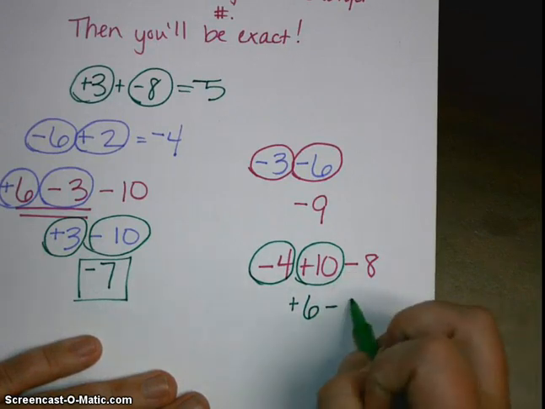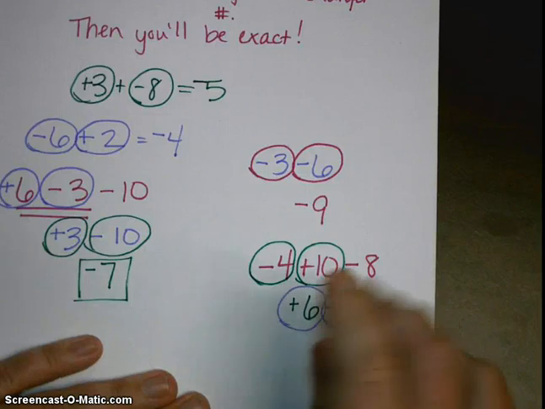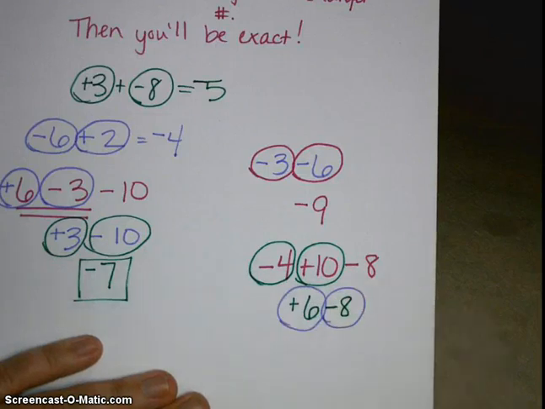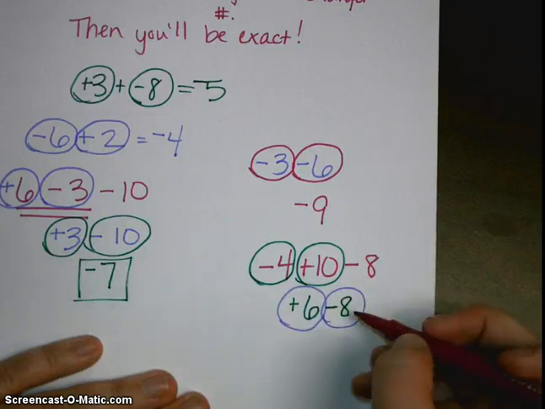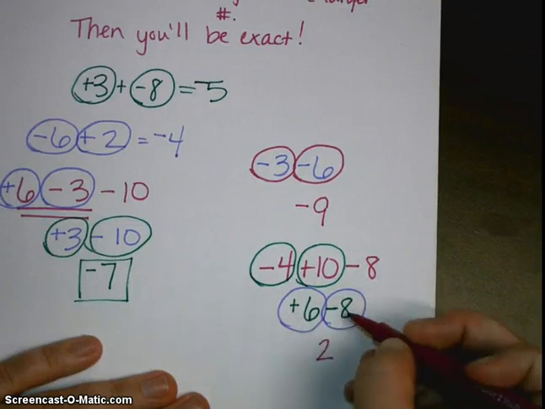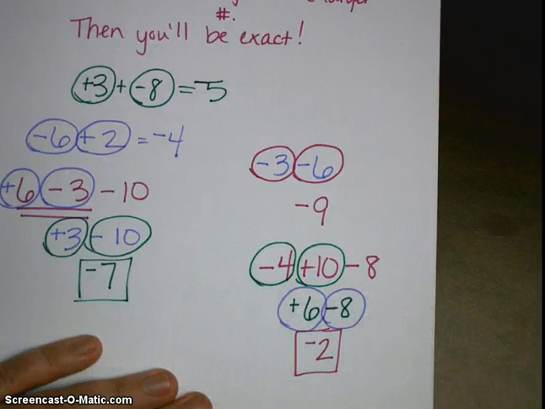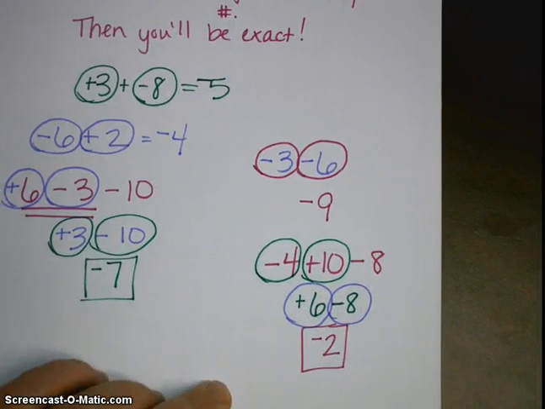Then I'm going to bring down the minus 8. Again, I circle the signs. That's a plus 6 and a minus 8. Signs are different, so subtract. 8 minus 6 is 2. 8 is the larger number, so my answer is negative. We will be going over adding integers more.